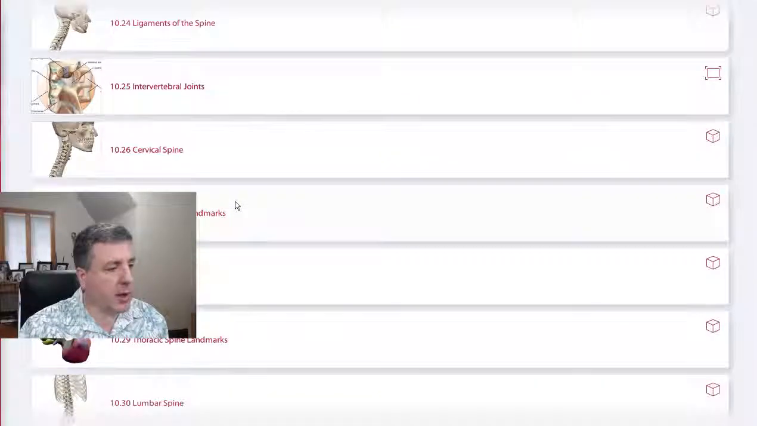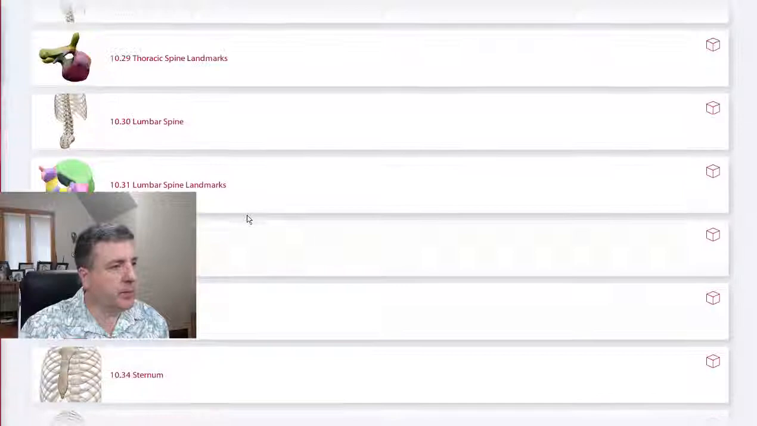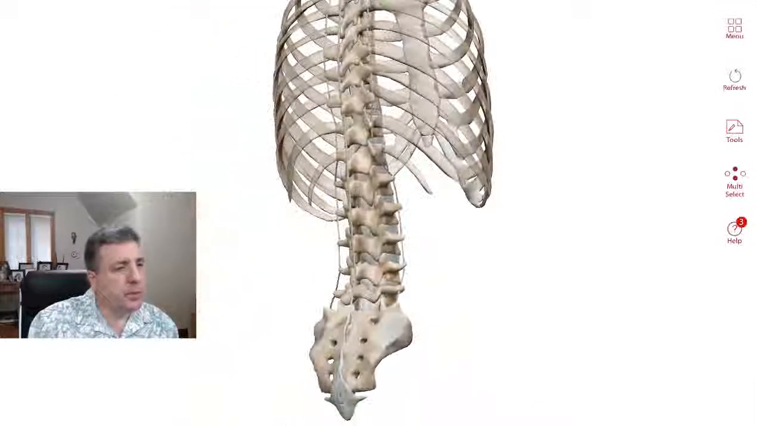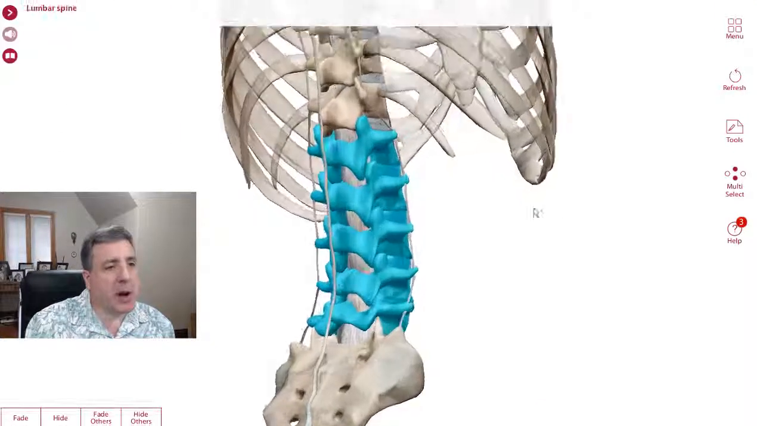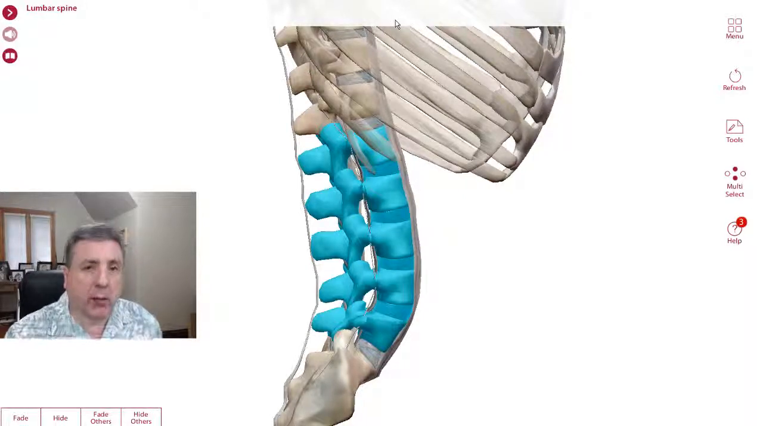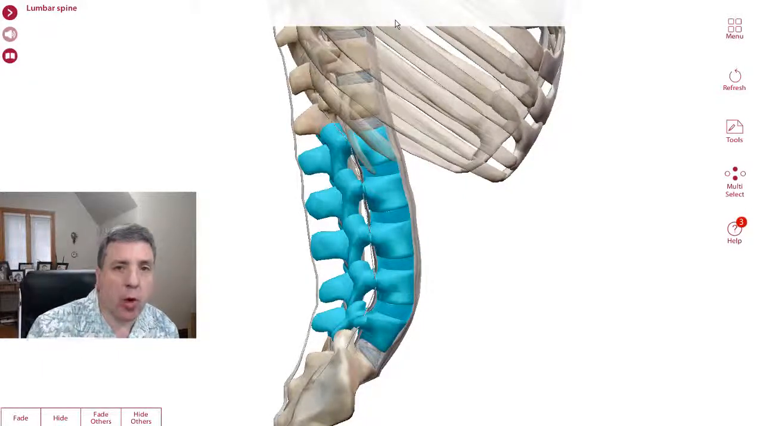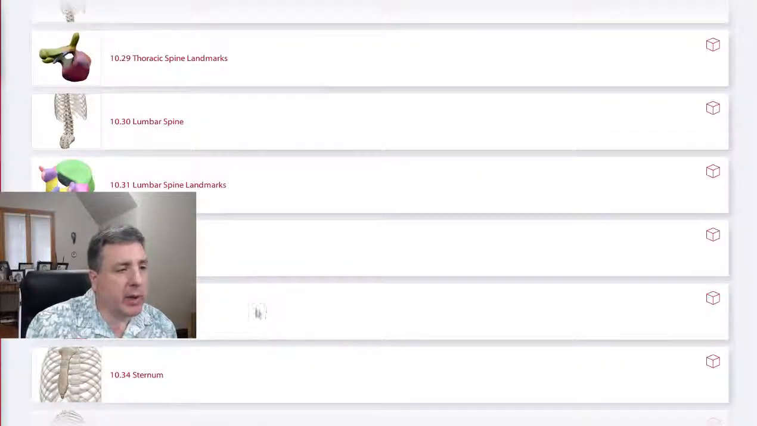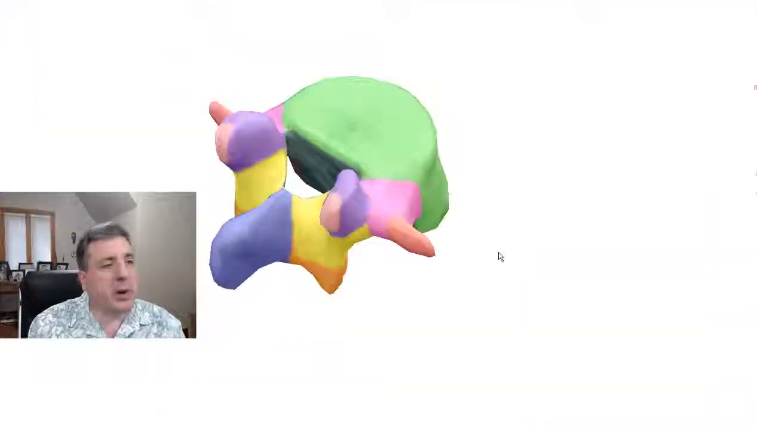And now let's look at the lumbar spine. The lumbar spine are the last 5 vertebrae: 1, 2, 3, 4, 5. Then it goes into the sacrum. So cervical you have 7, thoracic you have 12, lumbar you have 5. And let's look at the basic structures of your lumbar.